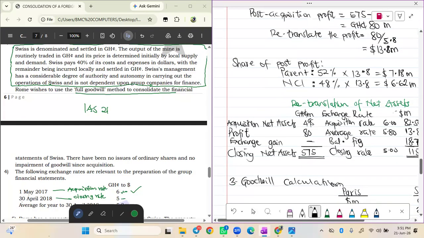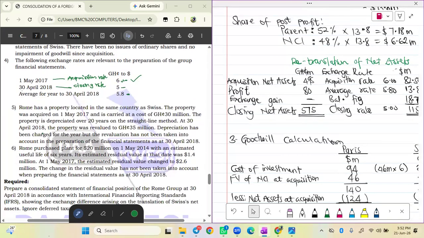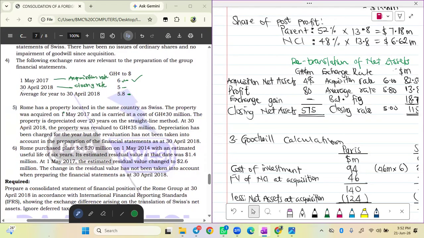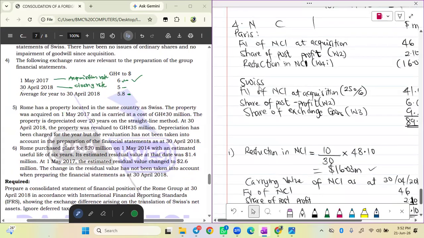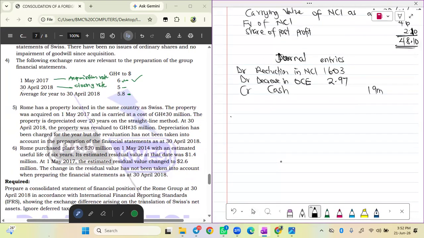Now, before we move on to workings 5, because there was what? Additional PPE, okay, and that one, it was Rome who acquired it. So anything, if there will be revaluation surplus or anything, it will affect workings 5. So let's do that one first. So we had 4I to do the reduction in NCI. Let's do 4II to calculate the illustration 5 and what?